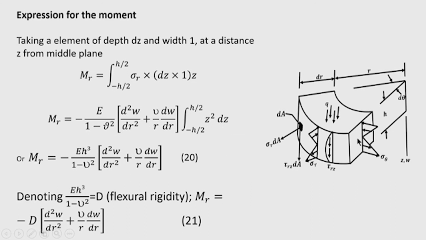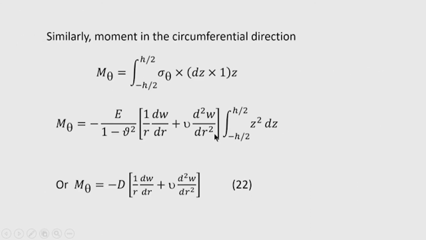If I take an element, then with a similar procedure I can find an expression for M theta after substituting the expression for sigma theta. Then M theta becomes minus D into 1 by r d w by d r plus mu into d square w by d r square. So, these are the expressions for bending moment in the radial direction as well as the circumferential direction. Okay.